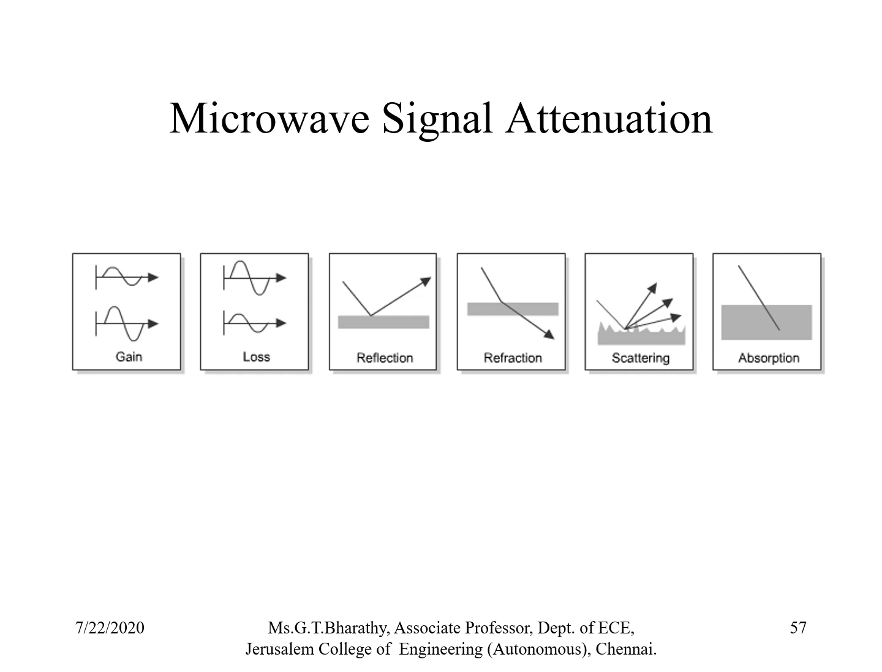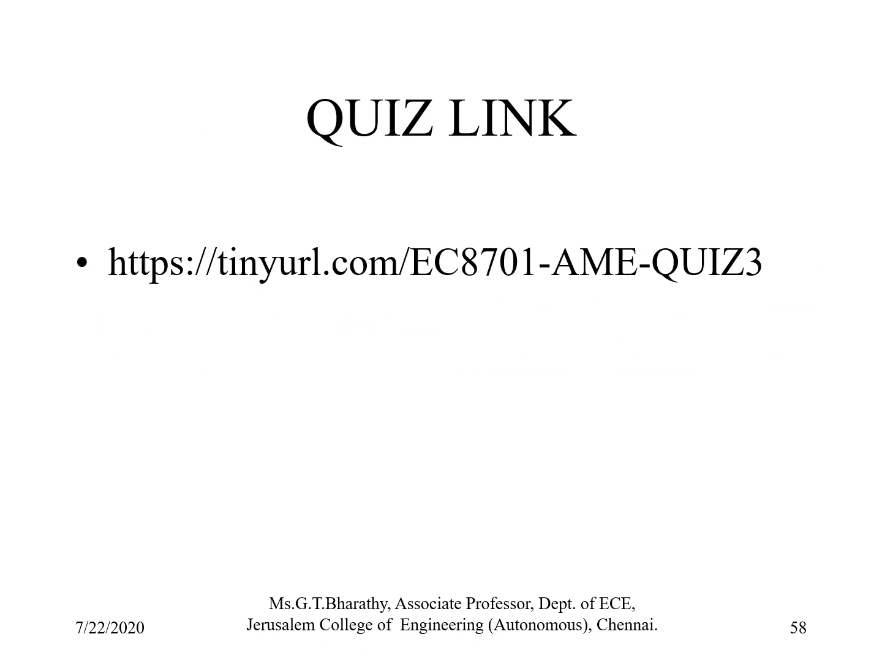So there are many reasons for this signal attenuation in microwave range. So some of the reasons are written here, that is reflection, refraction, scattering and absorption. These are some of the reasons due to which signal gets attenuated in the microwave range.